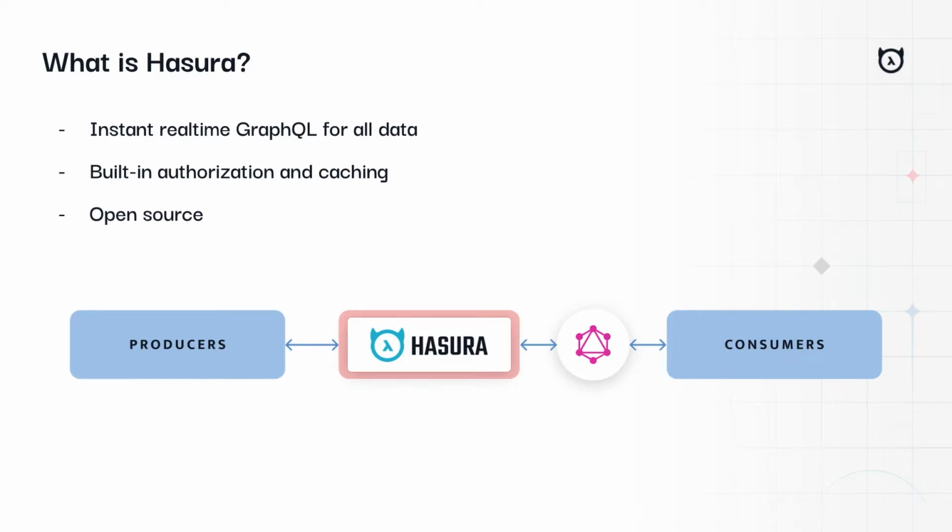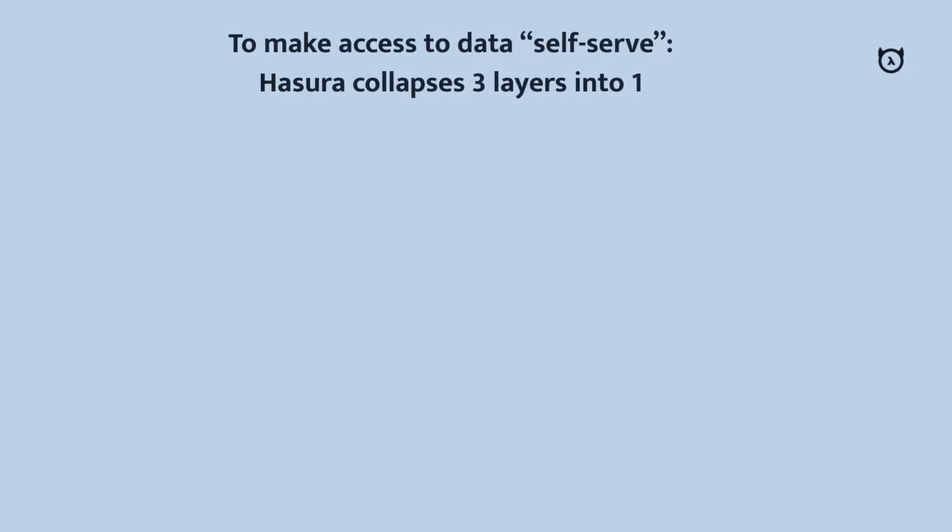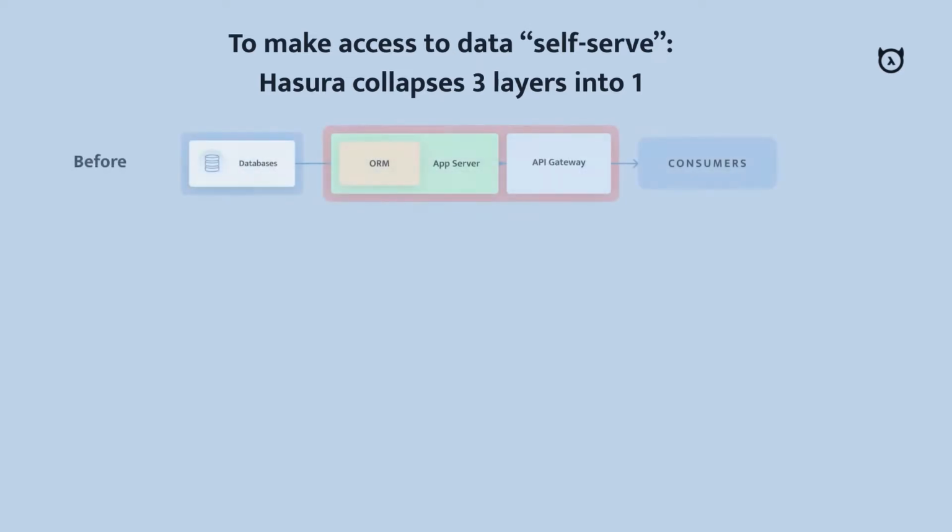You have consumers of data like your web app or your mobile app, and you have producers like the databases and external APIs. Hasura becomes a self-serve API layer in the middle via GraphQL. So to make access to data self-serve, Hasura collapses three different layers into one. Let's look at what are those three layers.